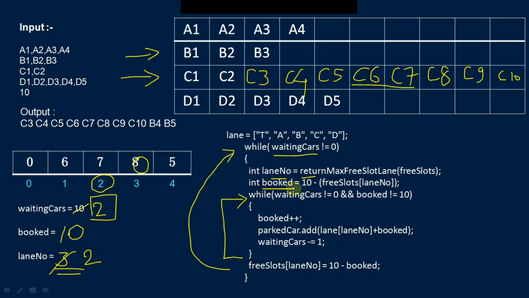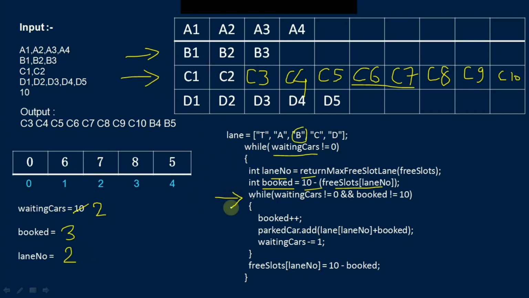And again we are saying int booked equal to 10 minus free slots of 2. Free slots of 2 will return 7. So 10 minus 7 is 3. So booked is 3. That means at lane B there are 3 slots booked. Now again this inner while loop iterates, and it will check while waiting cars not equal to 0.